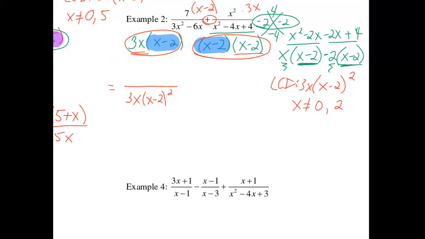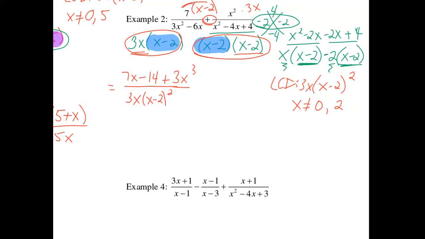And this one is addition in between, so I can just add straight across the top. So we'll distribute the 7 into that binomial. So we'll get 7x minus 14. And then we've got x squared times 3x, which would give me 3x cubed. Last step is to simplify.